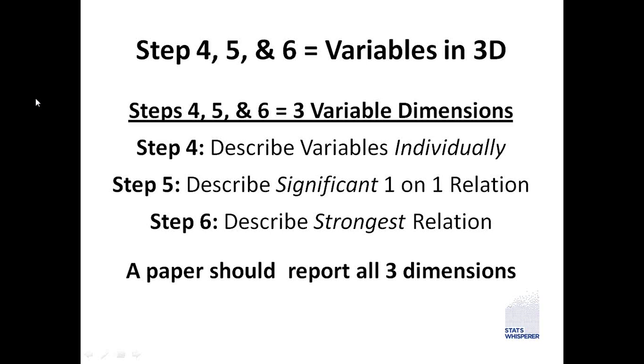So like I said, steps 4, 5, and 6: variables in 3D, 3 dimensions. In step 4, we describe the variables individually. In step 5, we describe the significant one-on-one relationships. And in step 6, we describe the strongest relationship between, say, a dependent variable and a predictor. So before you pick up a quantitative research article to read, you should expect that all 3 dimensions are going to be reported, among the variables and between the variables.